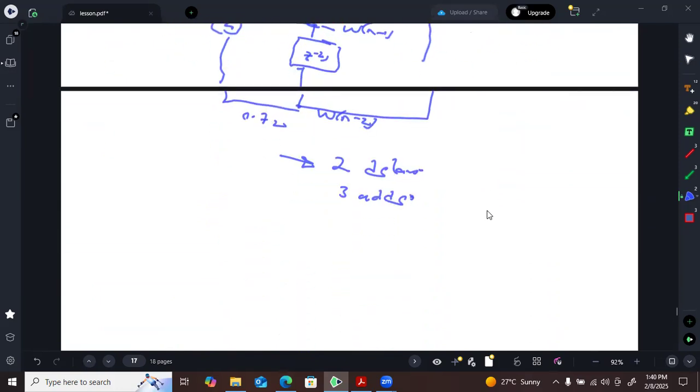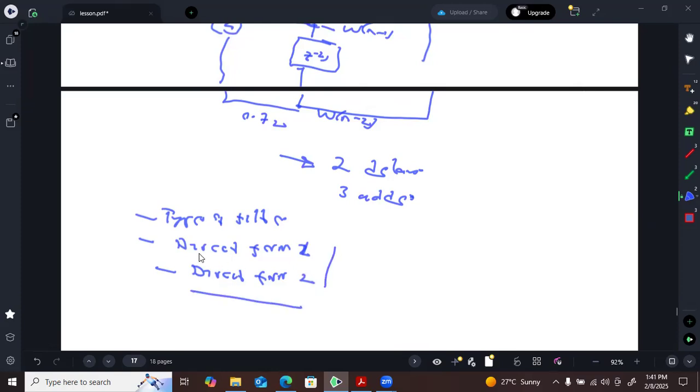Okay, so in this lesson, we have actually defined the types of filters. And then we have looked at the direct form 1 implementation, and direct form 2 implementation. So in the next video, we'll look at the other forms of implementations.